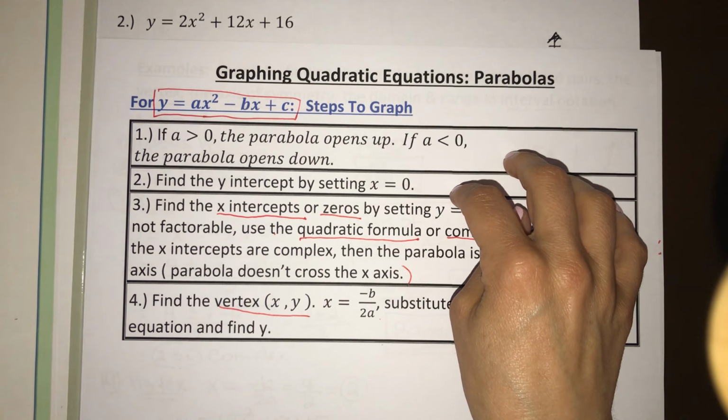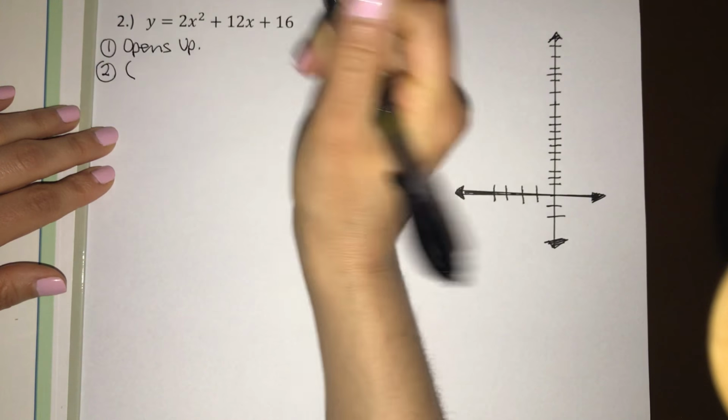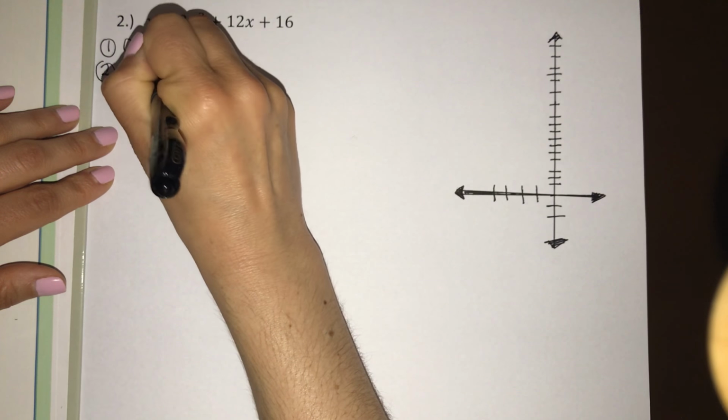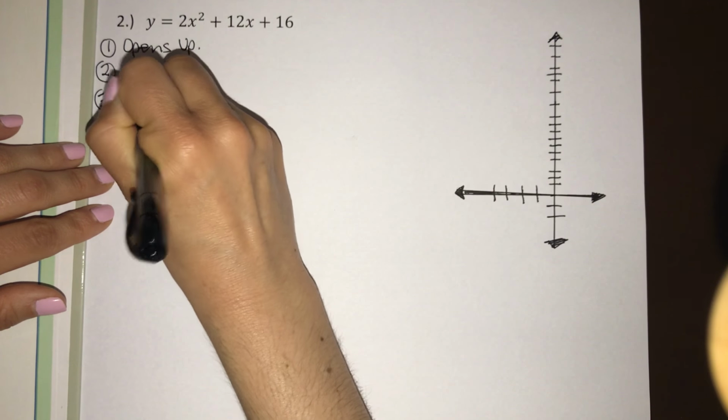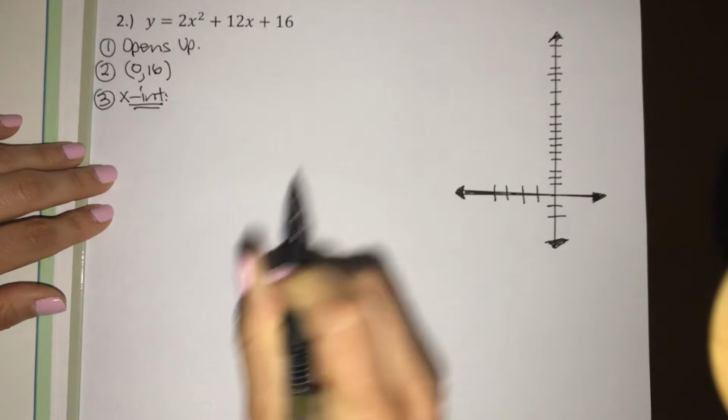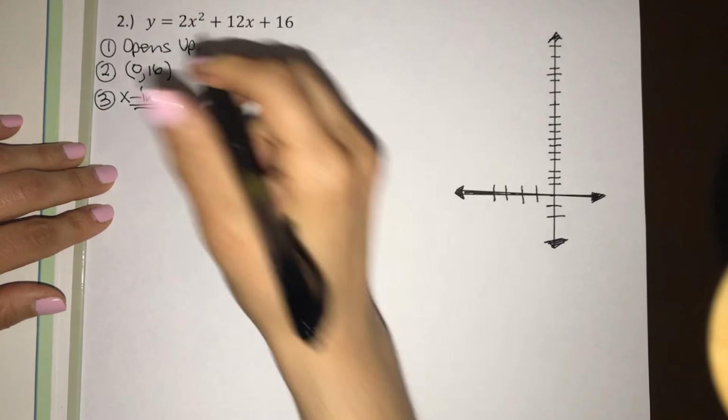So this opens up again. The y-intercept is going to be 0, 16. And now I need to find the x-intercepts. So for x-intercepts, you've got to substitute 0 for y, right? So 0, and then we get an equation just like the ones we've been solving. Now we can see if we could factor this, because factoring would be the fastest way to go.